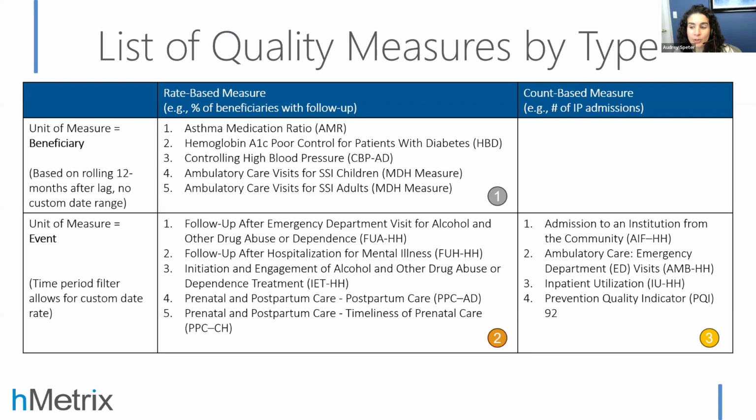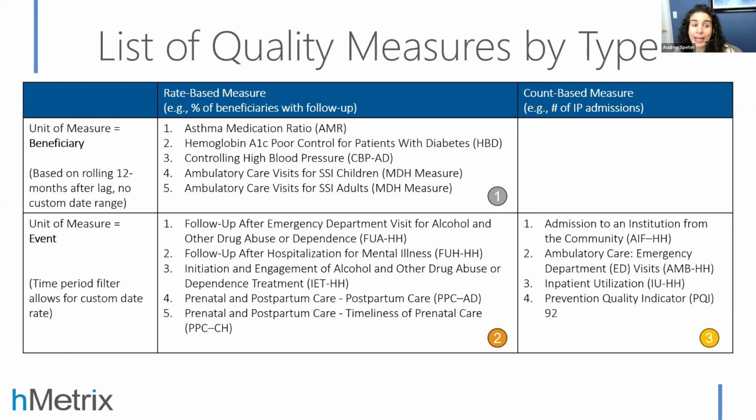Separately, across several of our measures the unit of measure is events. These are not representing a beneficiary as a whole. These are representing discrete events in their healthcare system. Whether it be a follow-up after emergency department visit or a follow-up after hospitalization, we are looking to find that hospitalization or that emergency department visit and seeing if the beneficiary received follow-up for that specific event. So that's represented in our second type of quality measure.